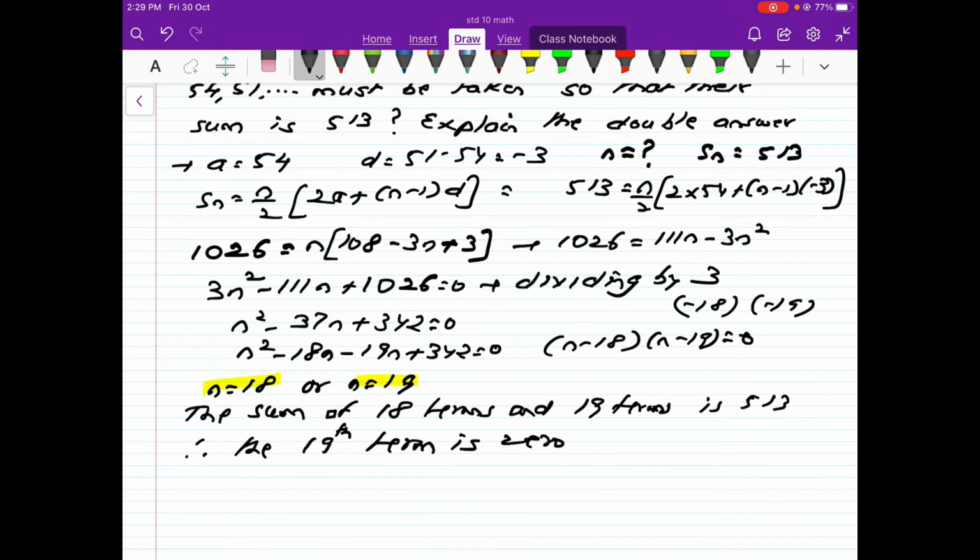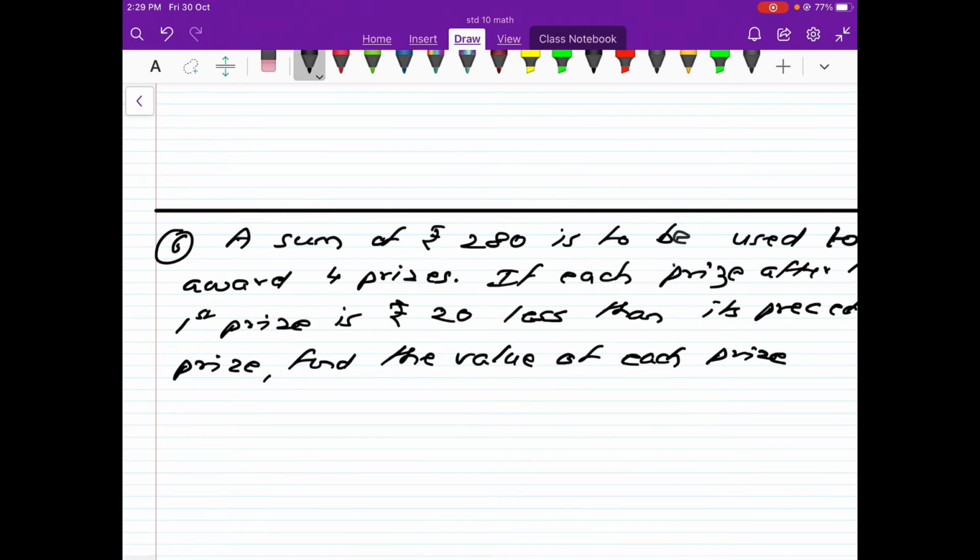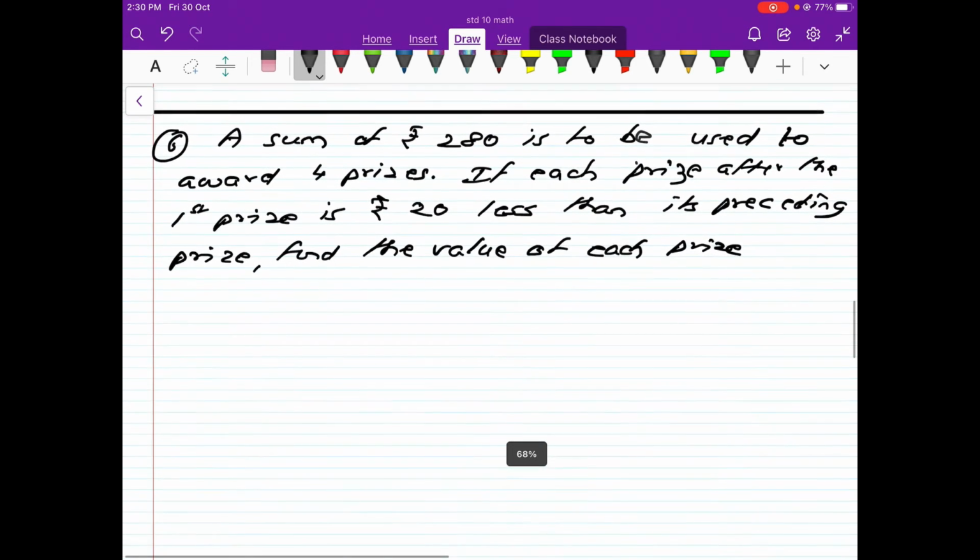So what we will do is we will just put it in the formula. The 19th term is A19 = 54 + (19 - 1) × (-3). So this is 54 plus minus 54, which means 0. So that is the logic for the sums, both the things will be equal. So the 18th and 19th terms, S18 and S19, both are 513 because the 19th term is 0. We now go for the next type of sum.